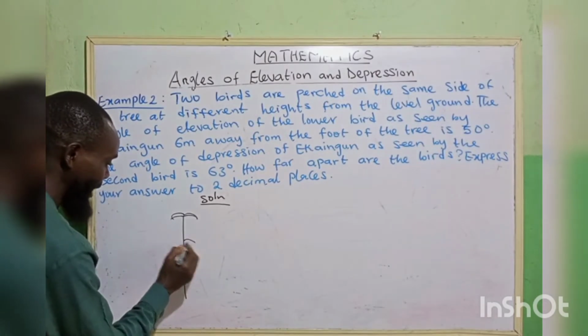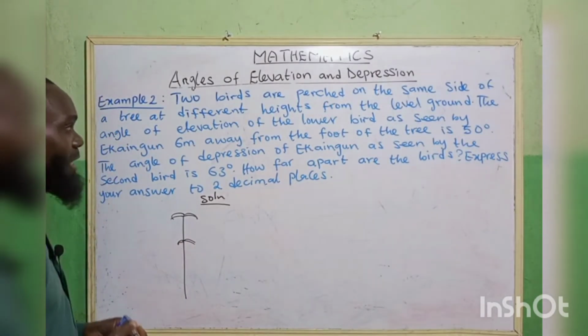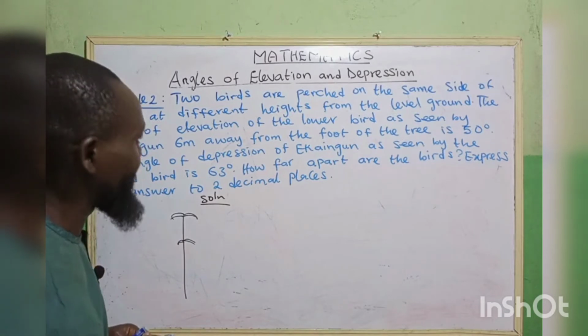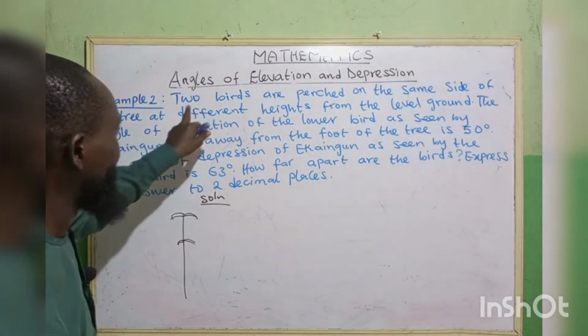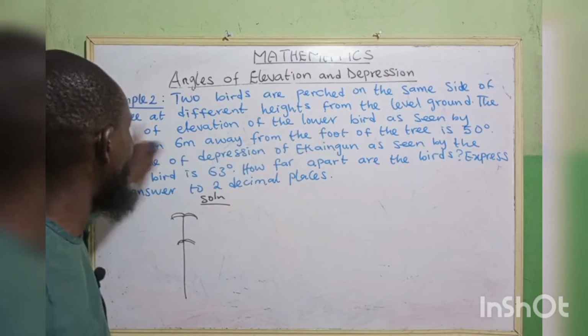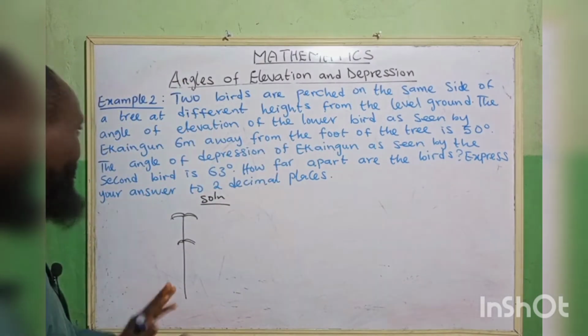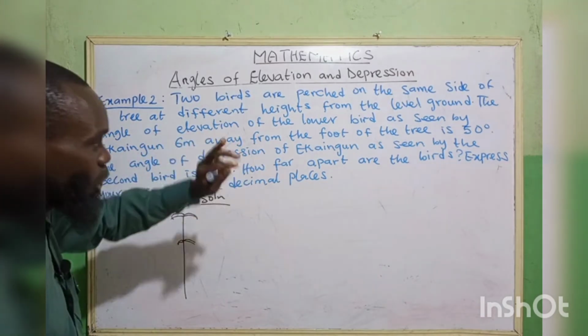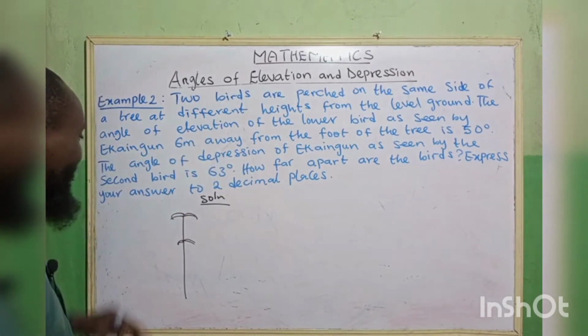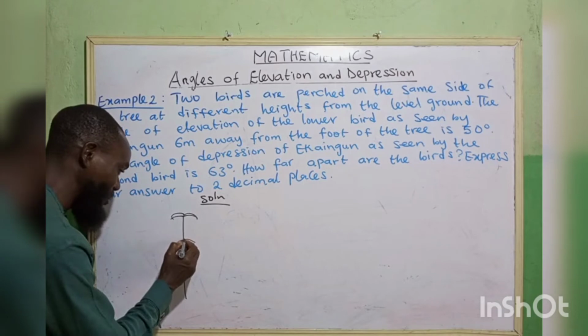Now, let's say we have another branch out here. We just said that two birds are perched on the same side of a tree at different heights from the level ground. The angle of elevation of the lower bird as seen by Ekaigun. Let's say we have a bird here, one bird here.